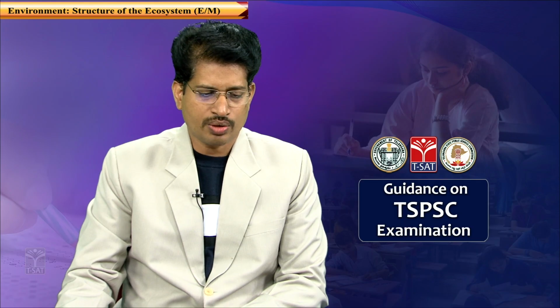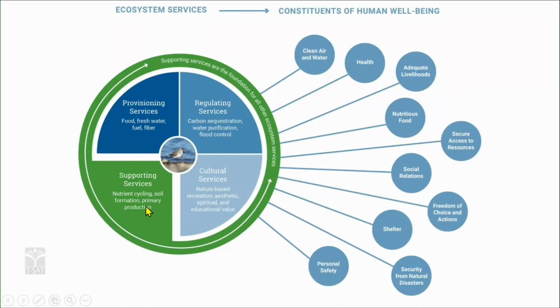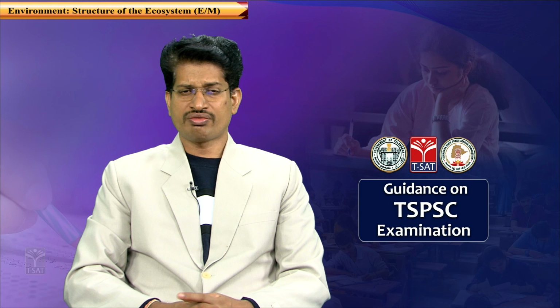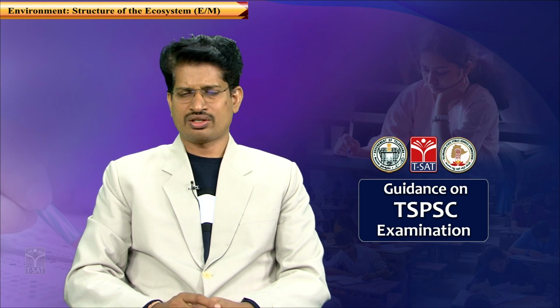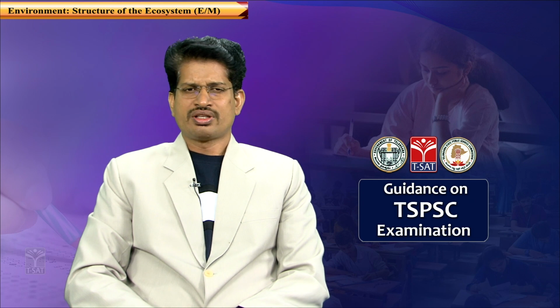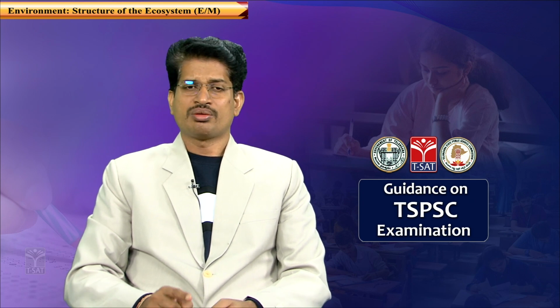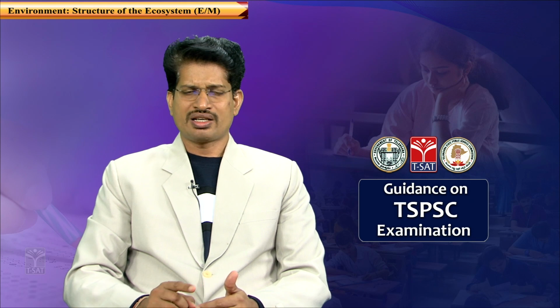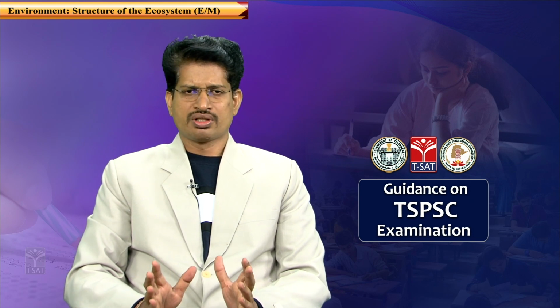Next is supporting services, the nutrient cycle and soil formation. Here, for nutrient cycles, you have, for example, the carbon cycle or the nitrogen cycle. The nitrogen in the atmosphere cannot be absorbed by plants directly, because nitrogen is the basic essential element required for the construction of any kind of living being, whether plants or animals, because nitrogen is the fundamental element in protein. Whether in plants or animals, they are constructed with the help of protein.